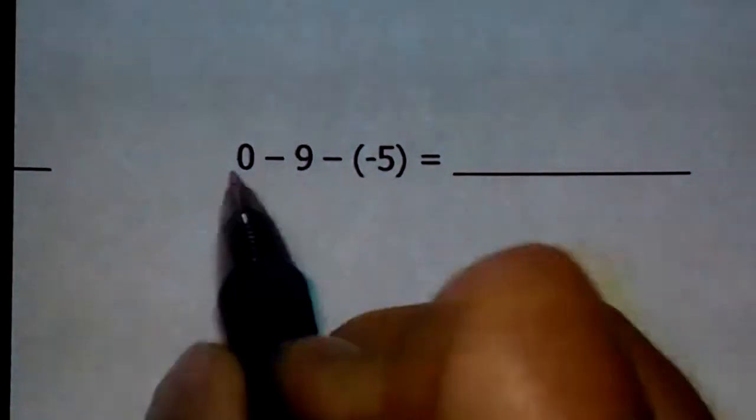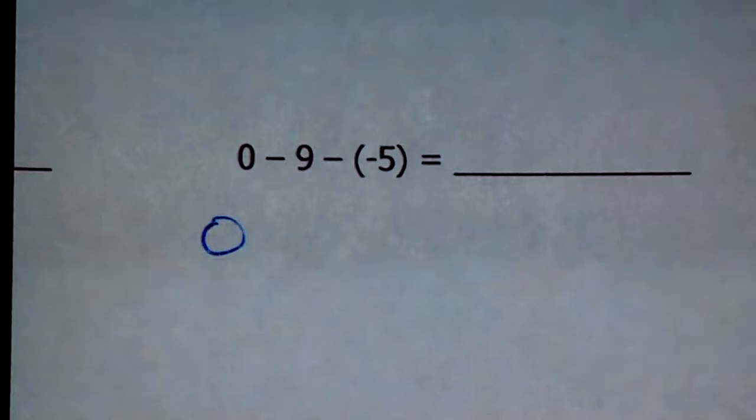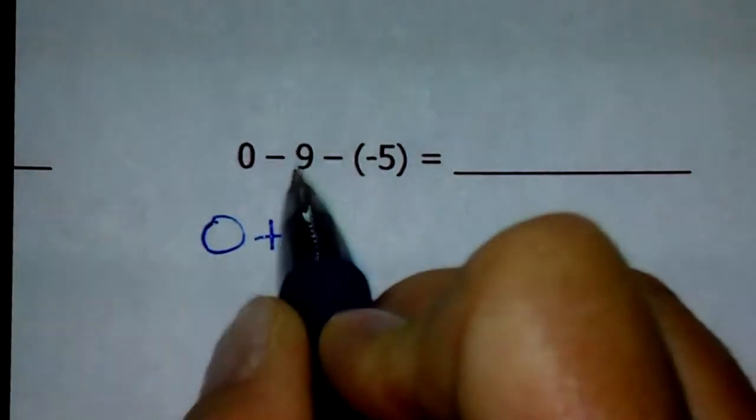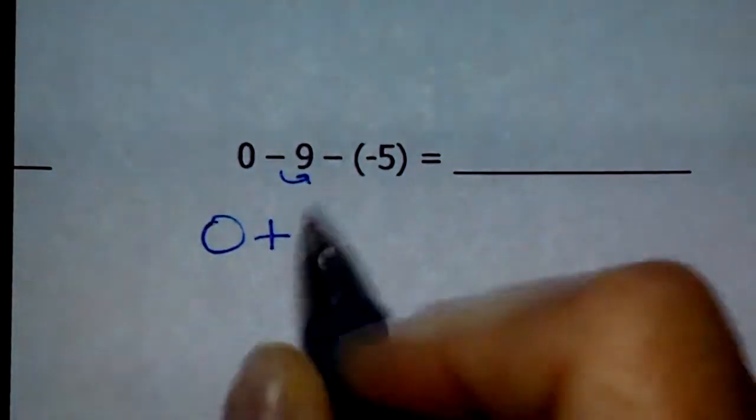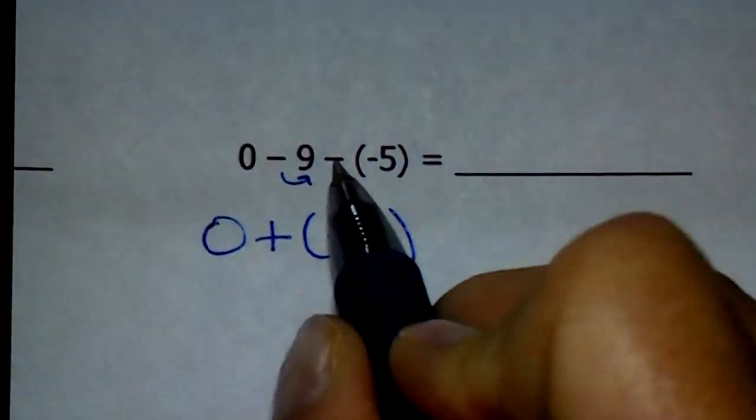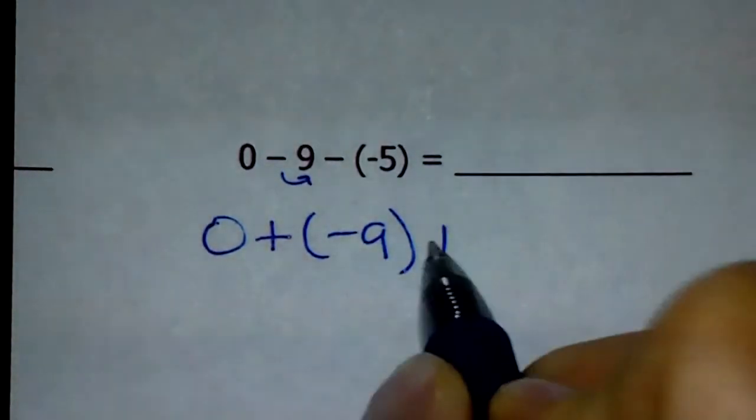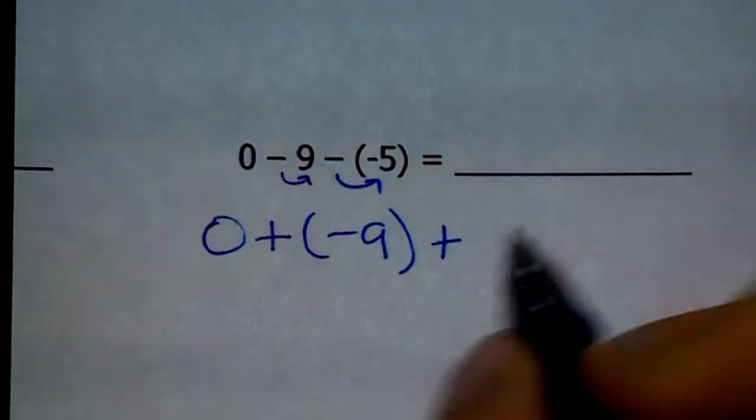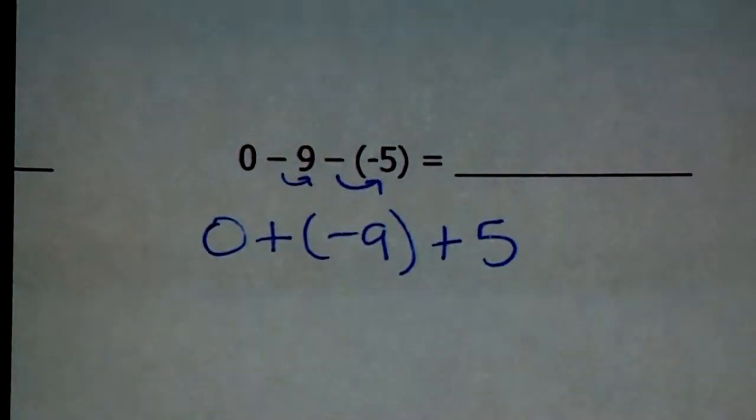All right, last one. I'm going to keep the 0 that I start with. Here's subtraction. When I change that to addition, I change the sign of the number that follows the subtraction sign. That was a positive 9. I'm going to make it a negative 9 now. Here's another subtraction sign. I'm going to change it to addition, and I have to change the sign of the digit that follows it. So that was a negative 5. It's now going to be a positive 5.